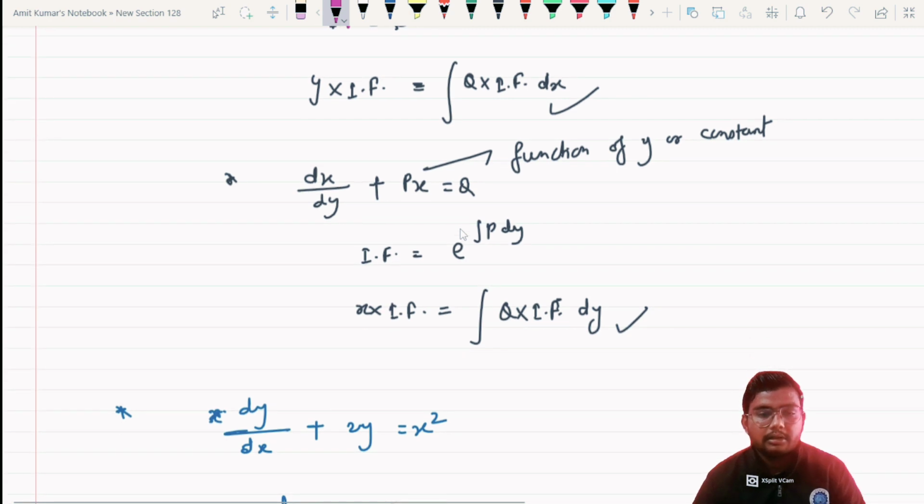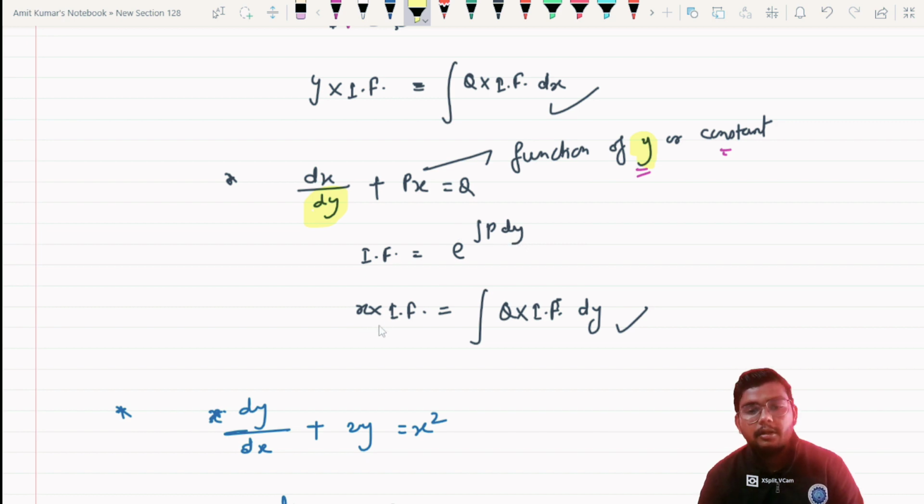Then the second form is dx by dy plus Px equal to Q. Here P and Q should be functions of y or constants, so the integrating factor is e to the power integral of P dy. Why? Because here you have been given dy. So no confusion should be there: we have to look at the denominator and accordingly write dy or dx.